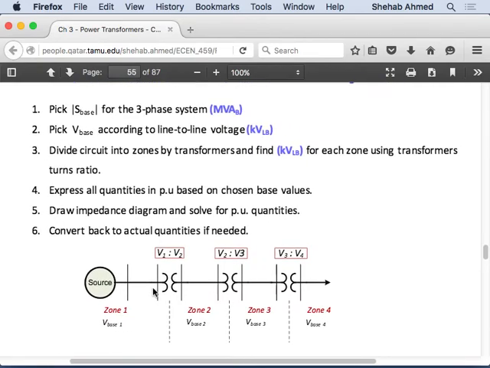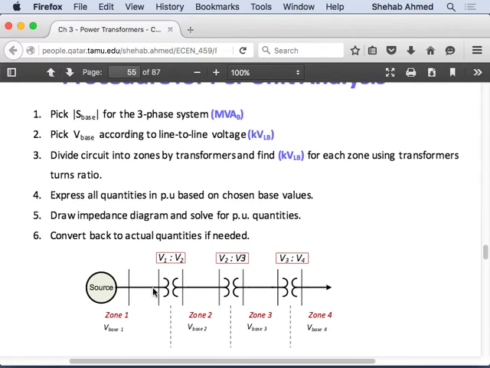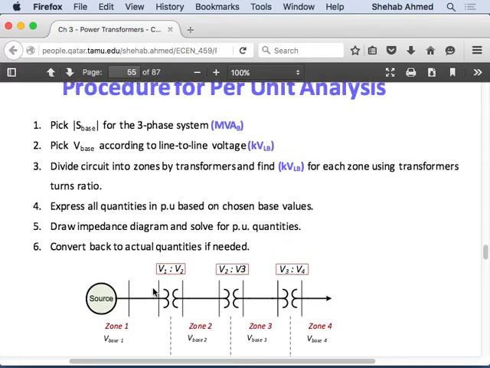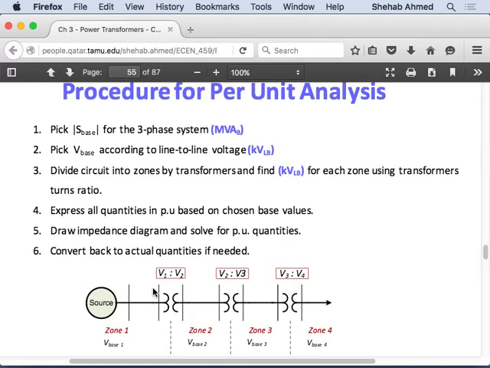Okay, so we'll do an example for a three-phase system. It's a similar example to what we did before, but it's three-phase instead of single-phase. Okay, so what do we do? Process: pick a power base, right? That has to be common for the system.